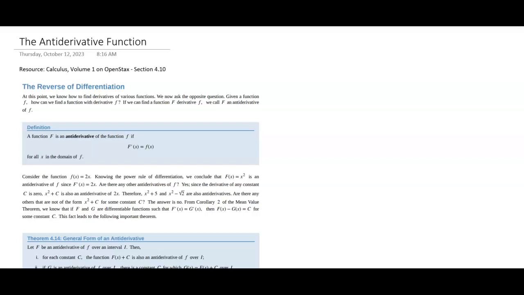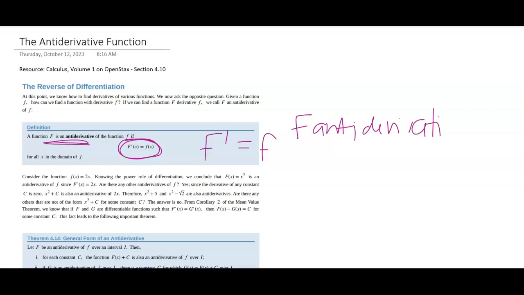So by definition here, an antiderivative means that if you take the derivative of the function big F, then you get the function little f. So big F is an antiderivative if when I take F prime, I get the function. Then we say that F is an antiderivative of little f. Big F is the antiderivative, little f is the function.